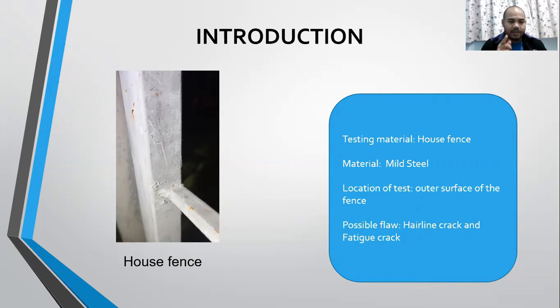As we can see in the picture, the house fan has a lot of corrosion, fatigue and hairline cracks. There are many types of cracks, such as the hairline crack and the fatigue crack.